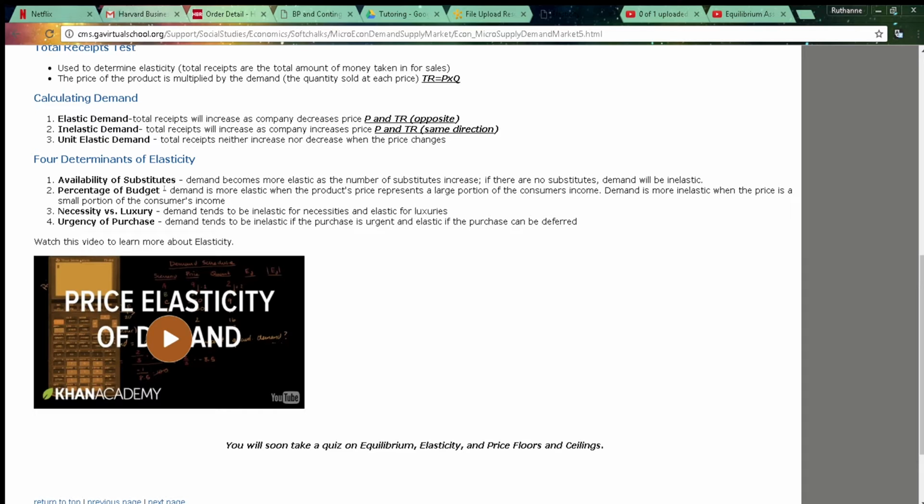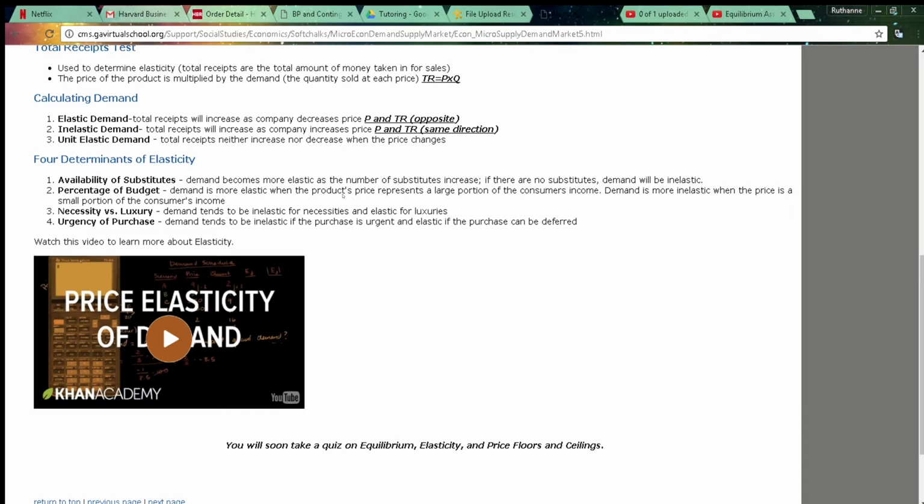Percentage of budget: demand is more elastic when the product's price represents a large portion of the income because of the impact that it can have. So an increase in the price of a product that represents a large portion of the consumer's income means that it could eat up a substantially larger amount of the person's income. So that means the demand is going to be more elastic.